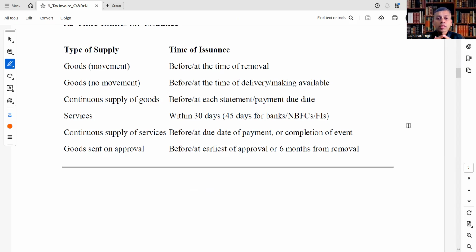Continuous supply of services: before or at the due date of payment or completion of event, you need to issue the tax invoice. And in case of goods sent on approval, then before or at the earliest of approval or 6 months from the removal. Goods sent on approval basis, then the time limit for issuance of tax invoice will be before or at the earliest of approval or 6 months from the date of the removal.